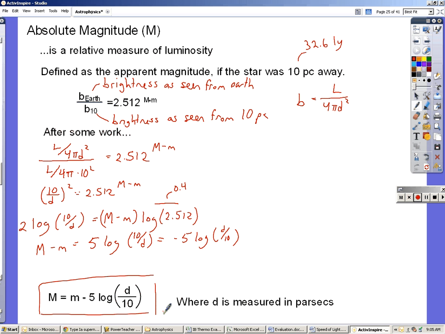Again, you don't need to memorize it. You probably don't even need to know the derivation, but you do need to know what everything stands for. Remember that this is a log base 10, not the natural log. Figure out where that is on your calculator. And d has to be measured in parsecs. If you're given d in light years, you have to convert.